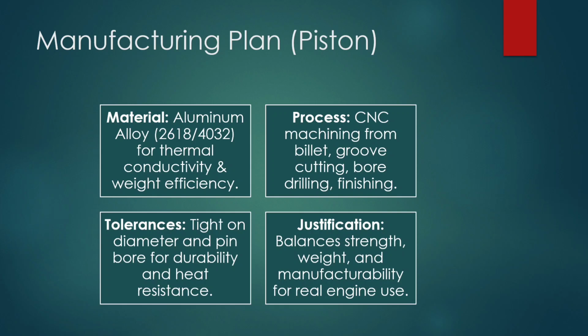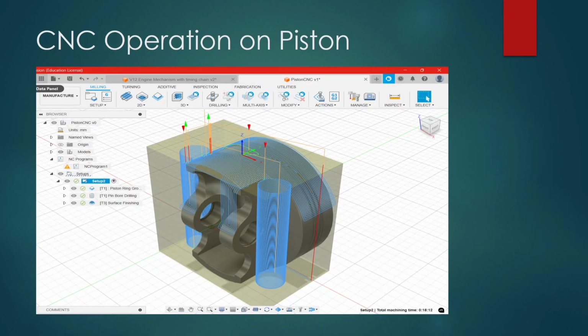Right now I'm going to talk about the CNC operation on the piston in the Fusion manufacture workspace. For the piston ring group, we used 2D contour to drill the side of the circles, and then we did bore drilling to shape the cylindrical forms accordingly. Then we used scallop for the finishing touch. So those are the only three programs we ran for this piston.